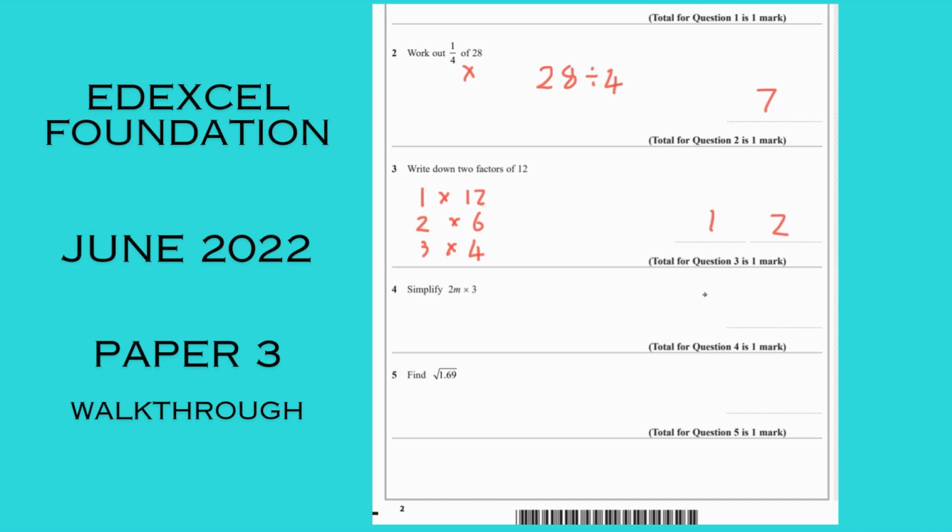Number 4, simplify. Whenever you simplify an algebra expression, always deal with your numbers first. 3 times 2 is 6. And stick the M on the end.